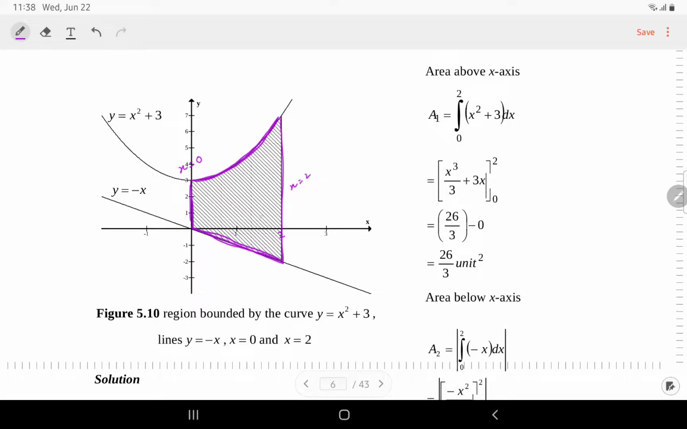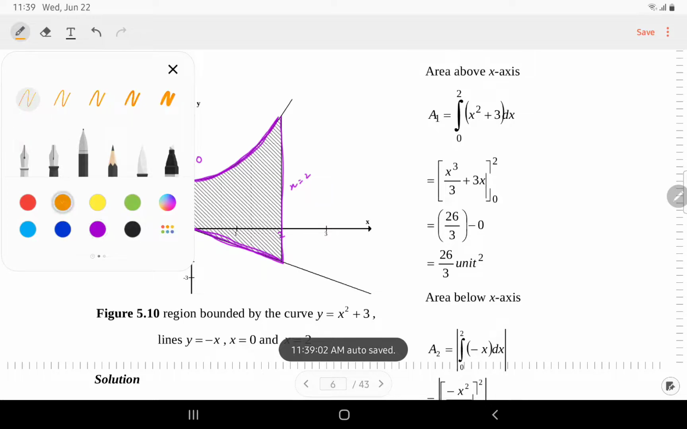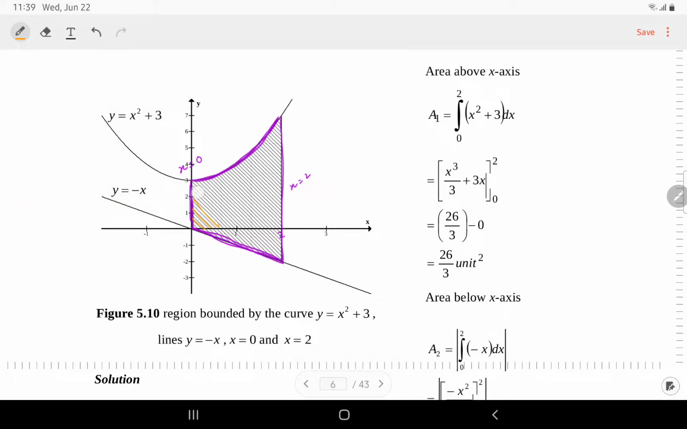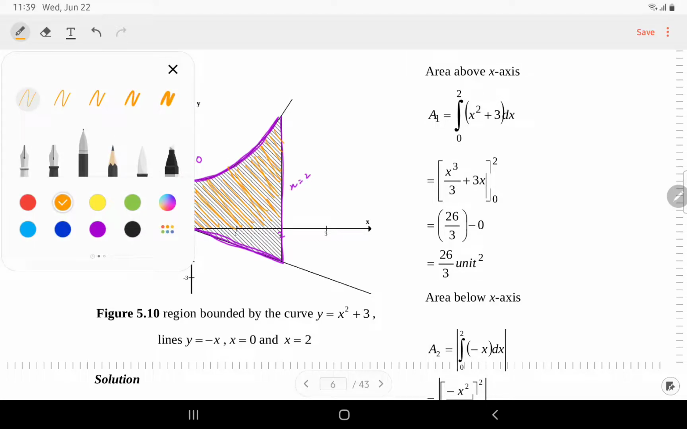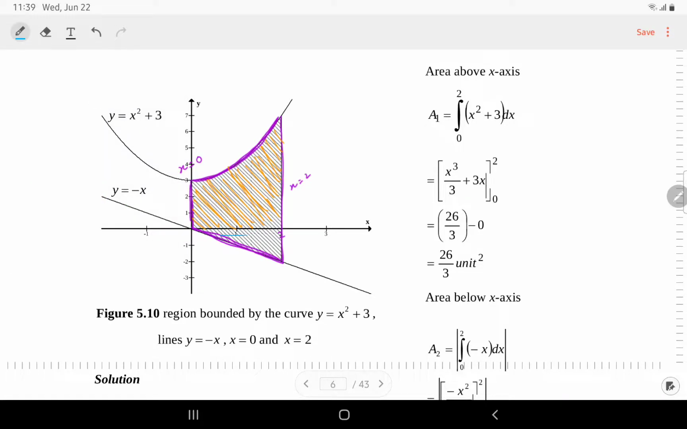Ini pun kita kena divide into two sub areas, sebab kita boleh tengok dekat sini, yang saya colourkan orange ni adalah shaded region above x-axis. Okay, yang color orange ni above x-axis. Meanwhile, the area here is below x-axis. Okay, so sebab itulah kita kena divide dia sebagai kepada dua bahagian. Yang ni kita letak A1, yang ni kita letak A2.